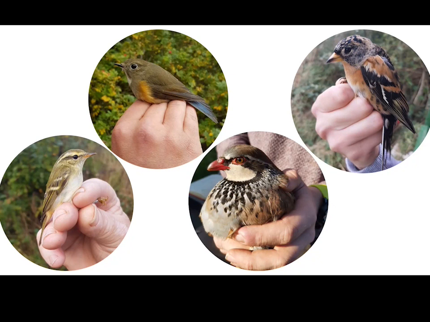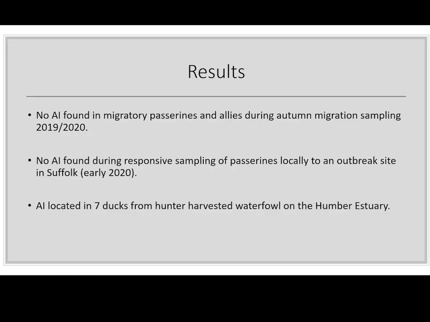Bottom left is a yellow-browed warbler. Top right is one of my favourites, which is a brambling, and the bottom one is a red-legged partridge, which you can't actually ring in the UK, but I did get a sample after it decided to bumble into a mist net while I was ringing at a farmland site. All very nice species to see, and very enjoyable.